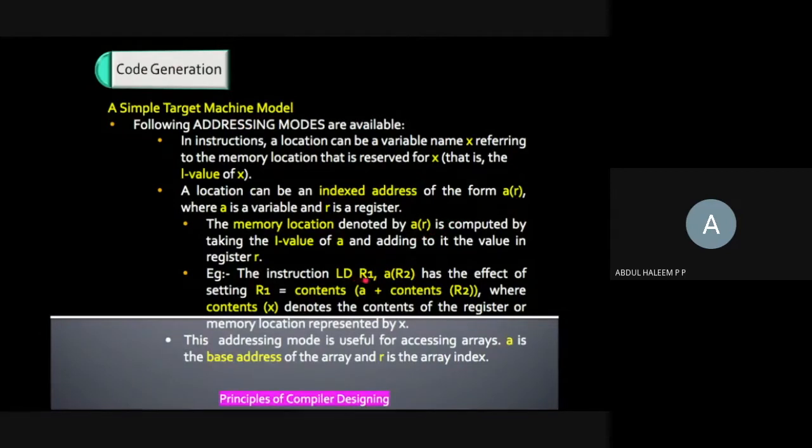Here, LD R1, A(R2). A will have an address, the L value. That L value will be added with the contents of R2. Then the contents of that memory location will be taken and stored back to R1.